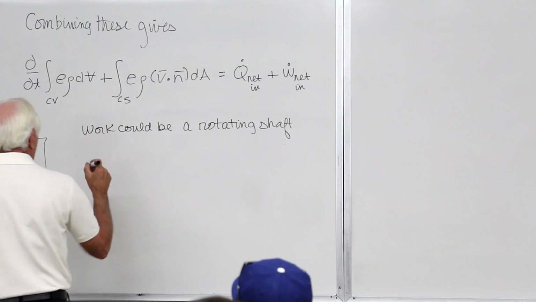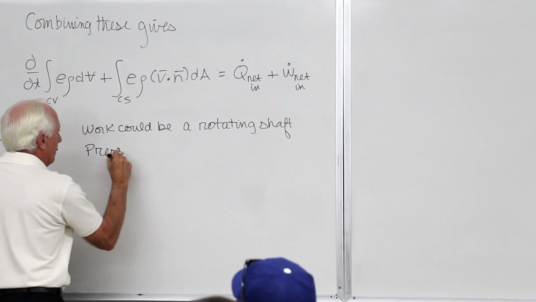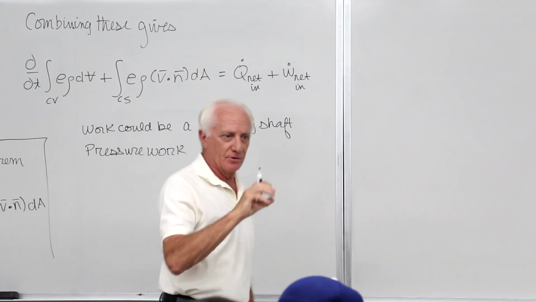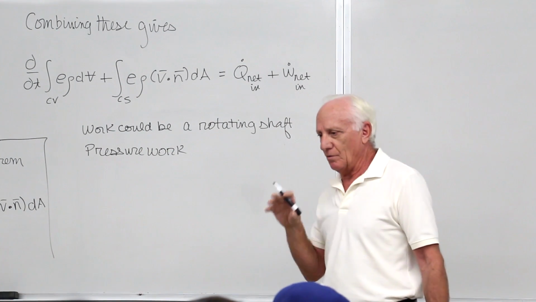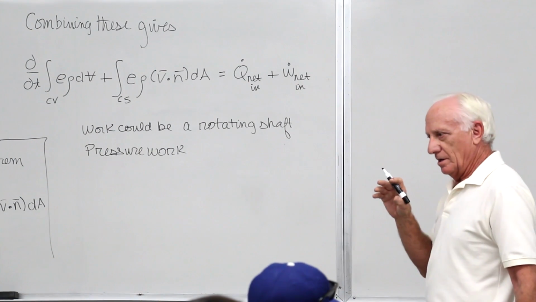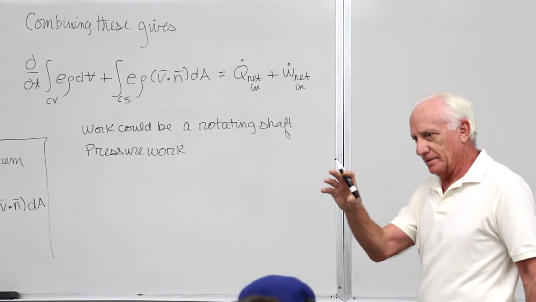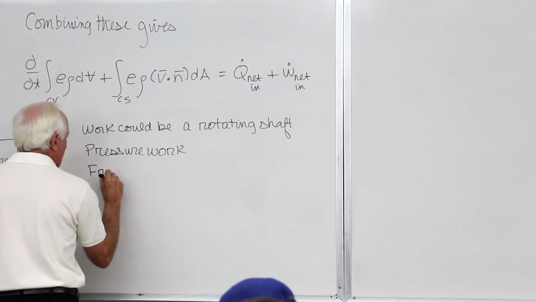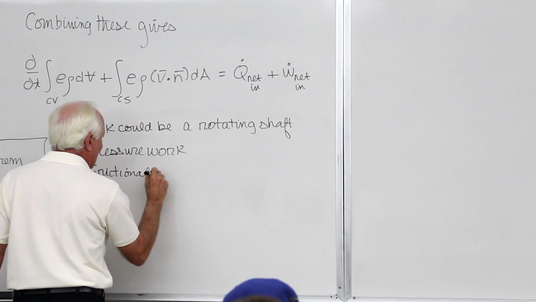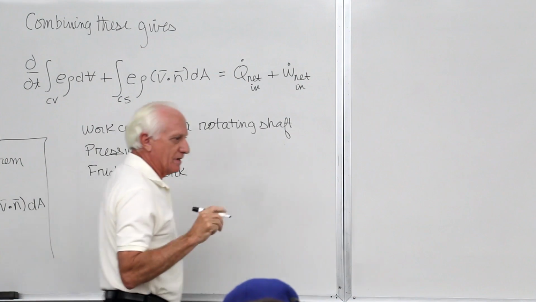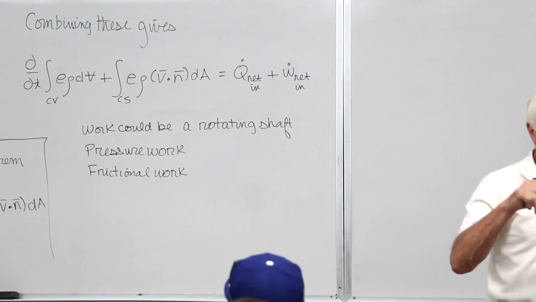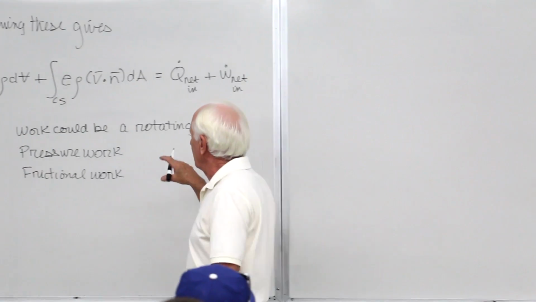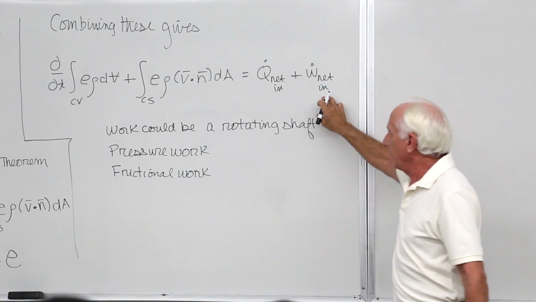There are other kinds of work, like pressure work. It requires work to push mass into the control volume, through the control surface. The pressure work pushes the fluid, let's say, into the pump. There might be friction work, where you have friction, let's say, on a conveyor belt with the fluid. There's friction between the belt and the fluid. So frictional work, those are all examples of what this term here might be.